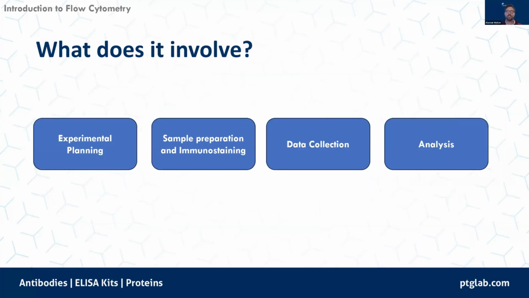But what does a flow cytometry experiment actually involve? So when I think about setting up an experiment, I kind of break it down into these 4 different parts. So the first part is experimental planning.